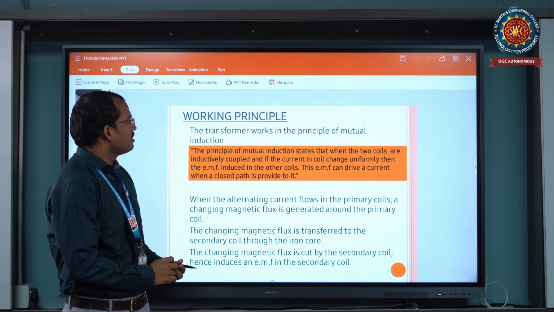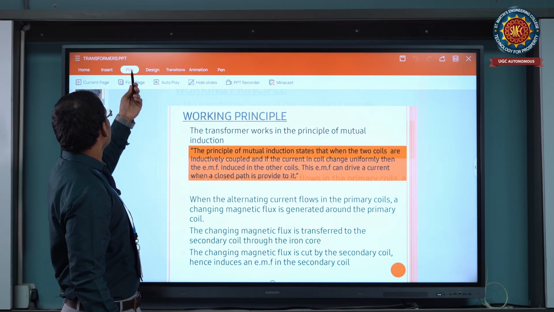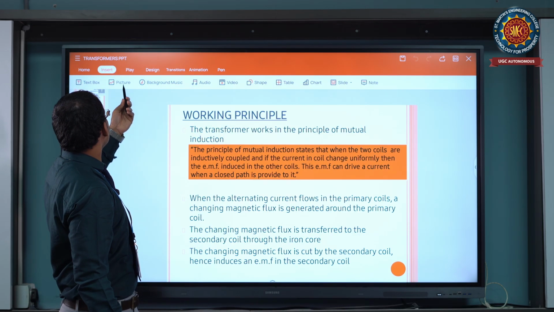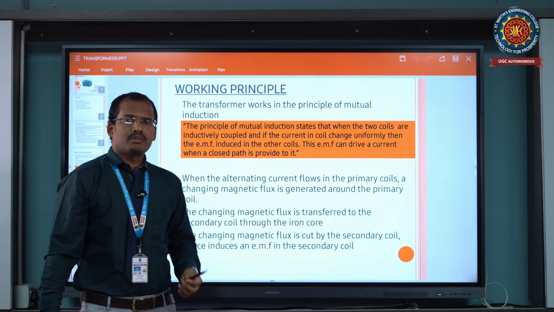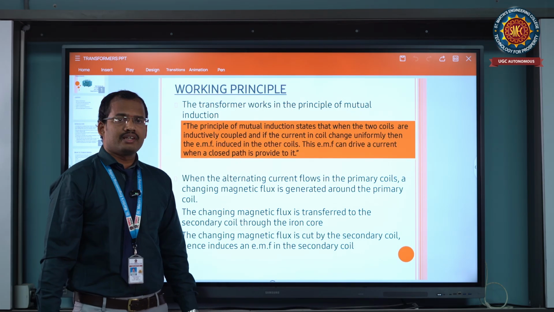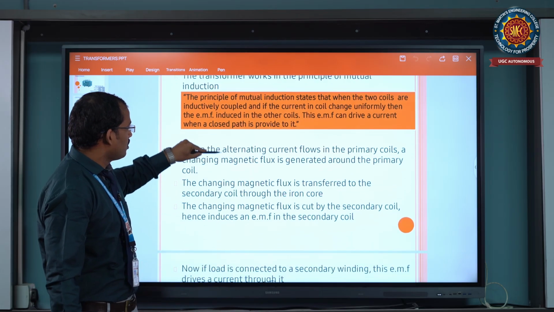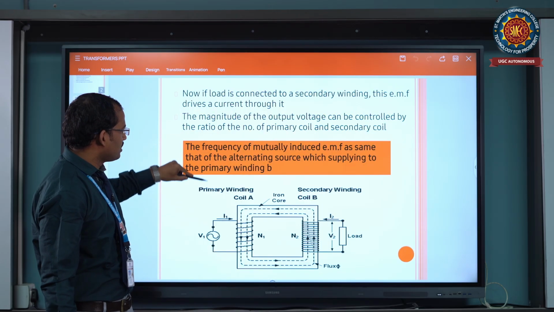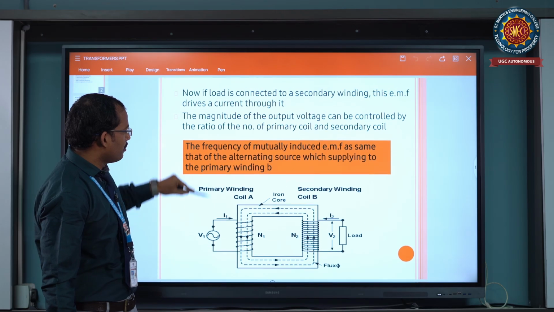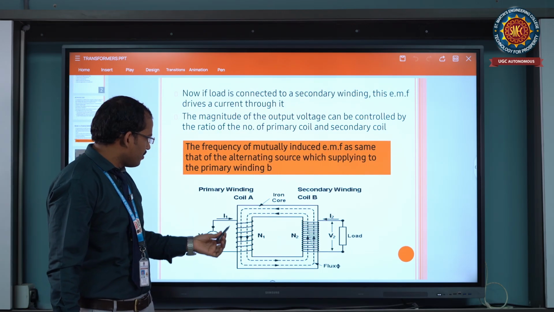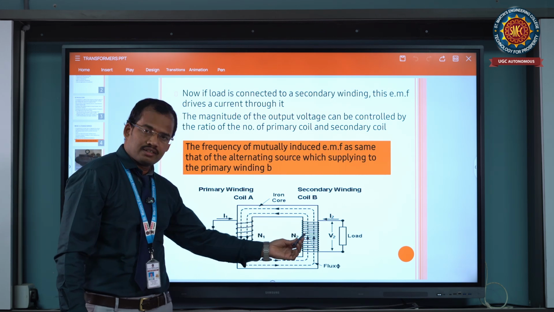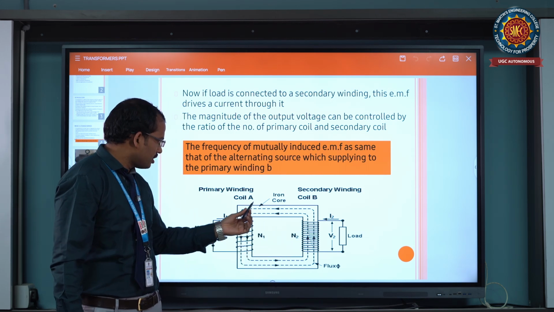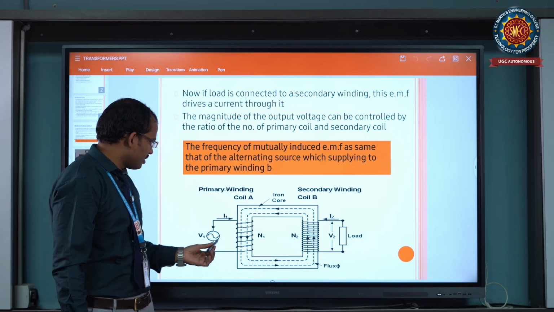So the working principle of the transformer is the mutual induction principle. So this is the mutual induction principle of the transformer. See the basic diagram: primary winding and secondary winding. This is interlinking the flux of the transformer, the magnetic flux.